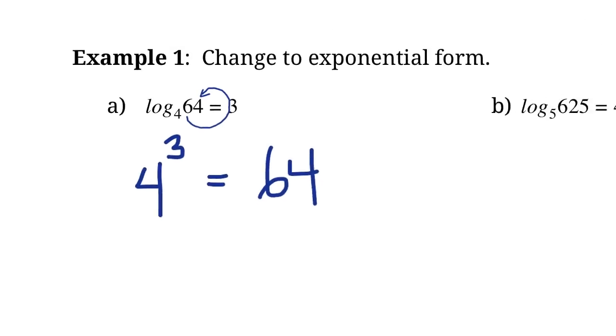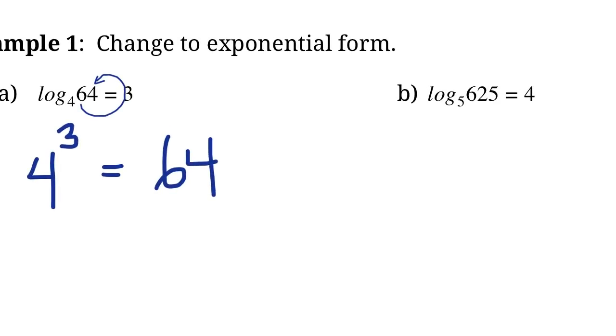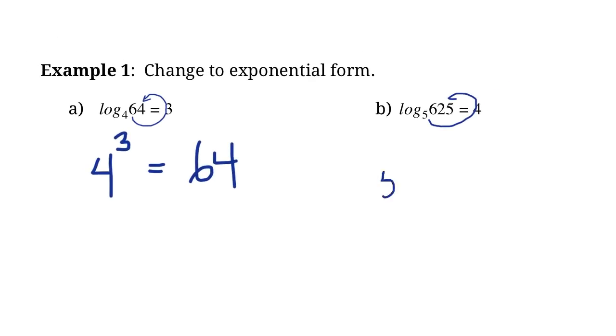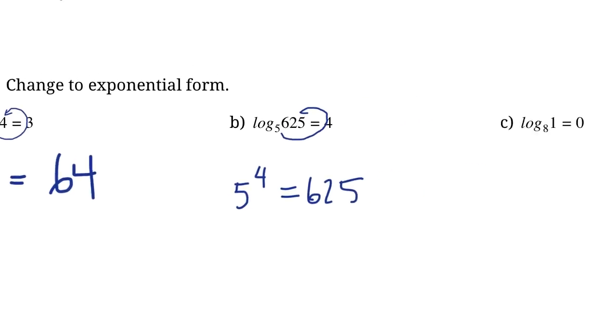So going to the next question, following that same pattern, it's like I'm saying 5 to the power of 4 gives me 625. So to write this out as an exponential, it would be 5 to the power of 4 gives me 625. Okay? Try the next one yourself.